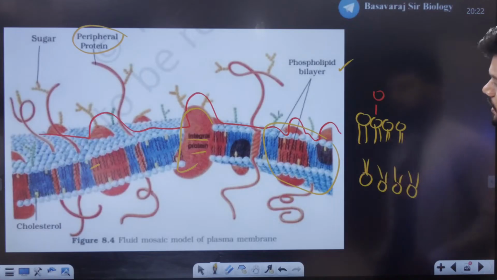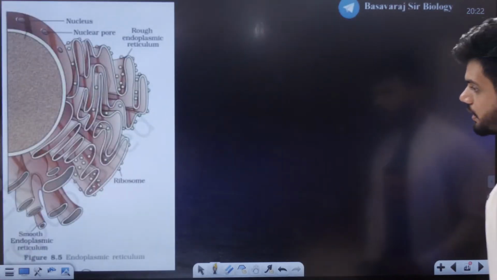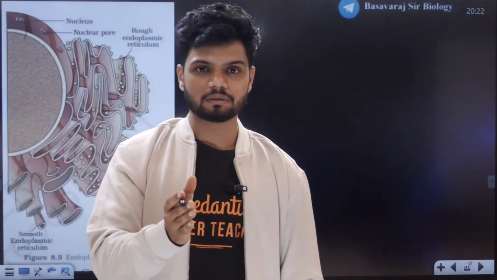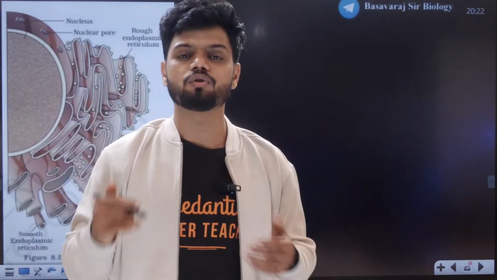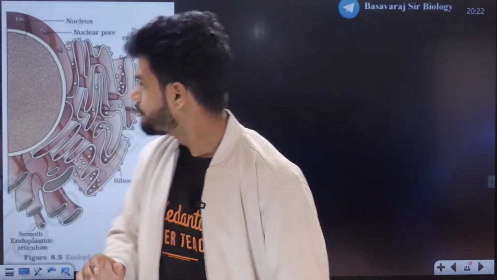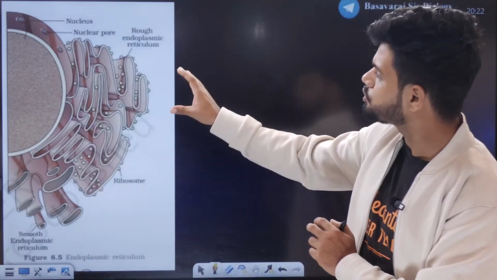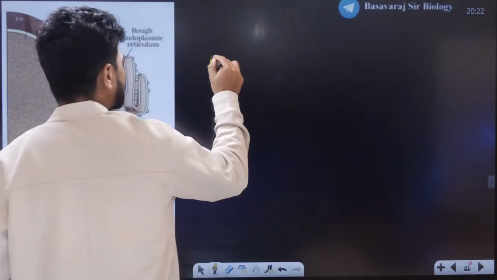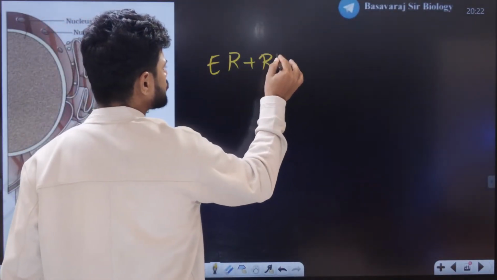The phospholipid bilayer is the entire lipid layer. Now this is a typical example of the ER, also called the endoplasmic reticulum. The endoplasmic reticulum mainly divides the entire cell into luminal and extraluminal, which all of you know. But the diagram doesn't show that. The diagram shows you some of the ER, which is endoplasmic reticulum plus ribosomes.